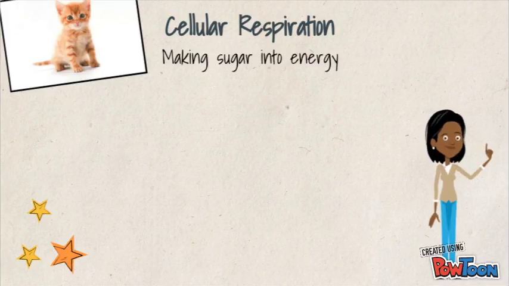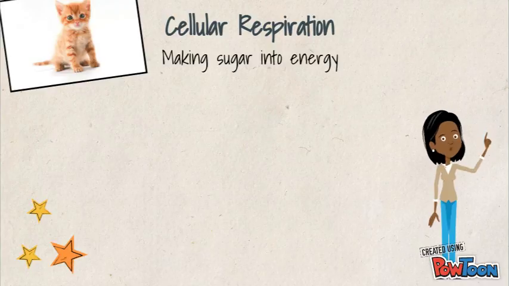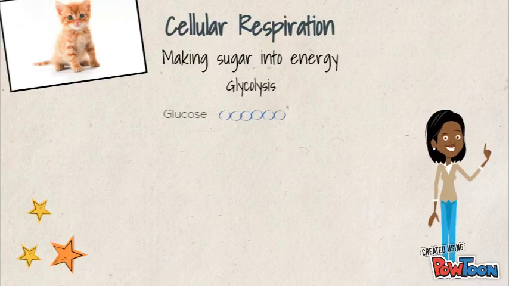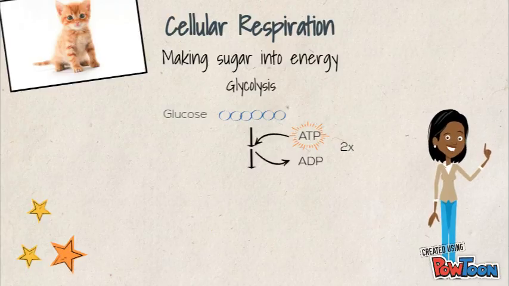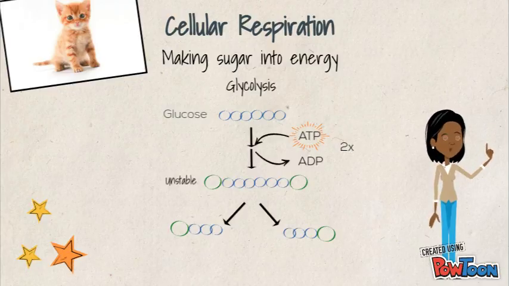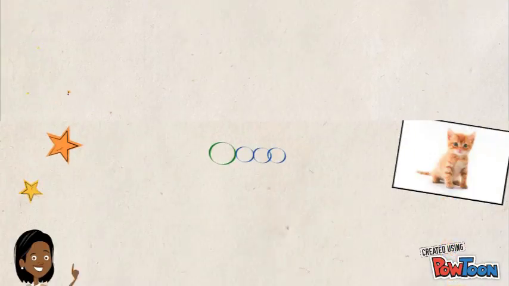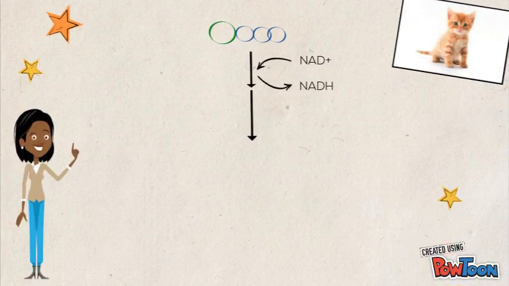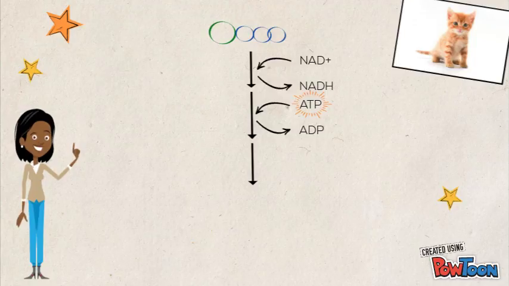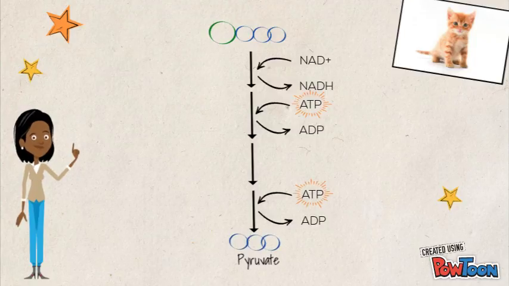Taking the sugar made in photosynthesis and breaking it down into energy is called cellular respiration. The first process is glycolysis. Glucose has 2 phosphates from ATP added to it. This creates a very unstable molecule that splits into 2 molecules called G3P. The G3P has electrons taken off, and ATP is used to convert the molecule into pyruvate.